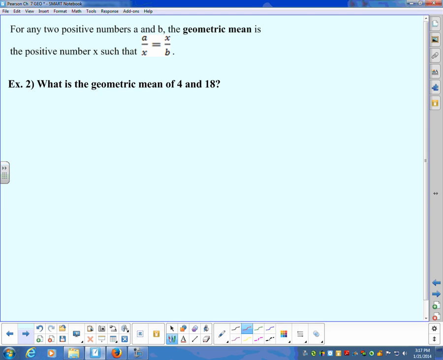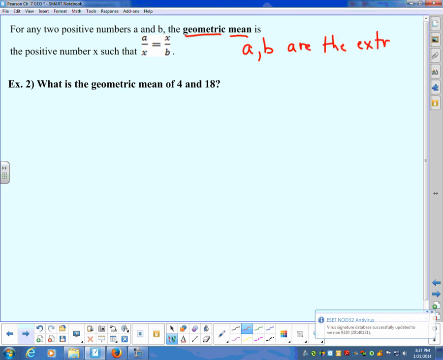So for any two positive numbers, A and B, the geometric mean is the positive number x, such that A over x equals x over B. We call A and B the extremes of the proportion. I think of it this way. The extremes are at the far ends, right?